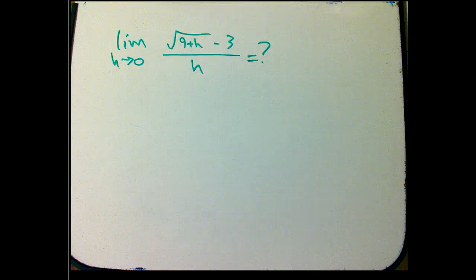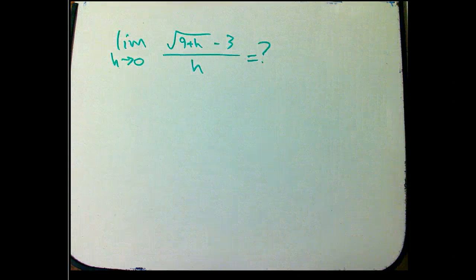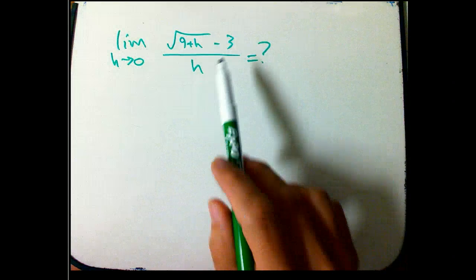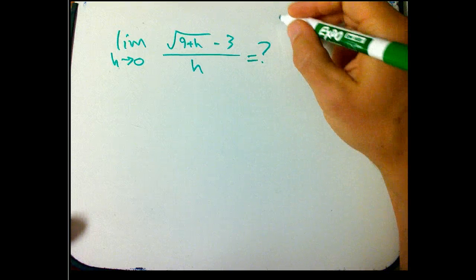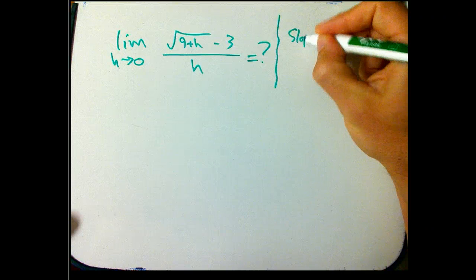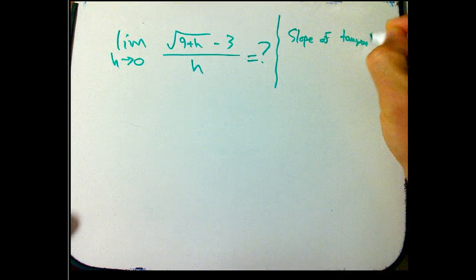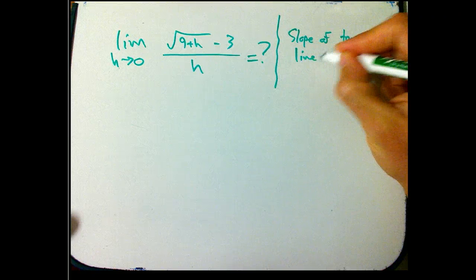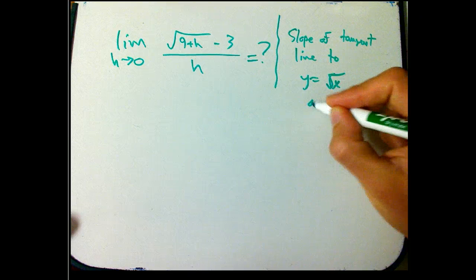Here's a little video about one of the weirder kinds of limit calculations that we as calc teachers ask you to do. It's a limit involving a root, and it's not a completely random limit at all. It actually is a difference quotient. If you're just studying limits, you might not have seen this yet, but it's actually the slope of the tangent line. This is what calculates the slope of the tangent line to y equals square root of x at x equals 9.